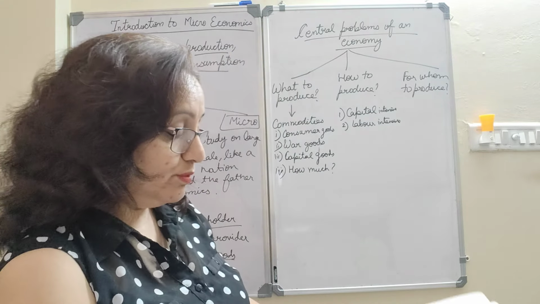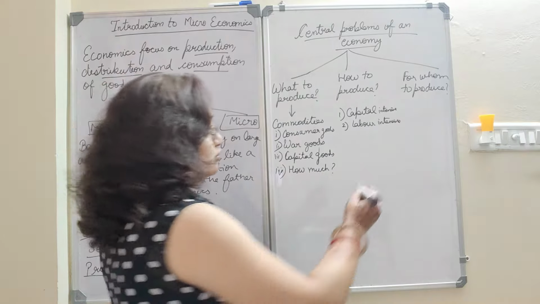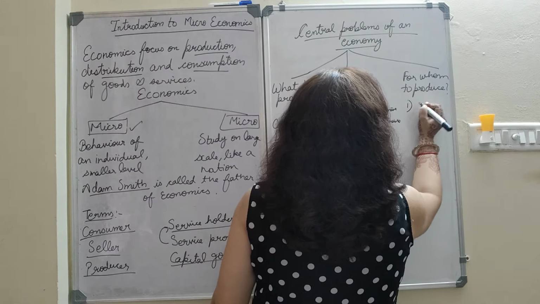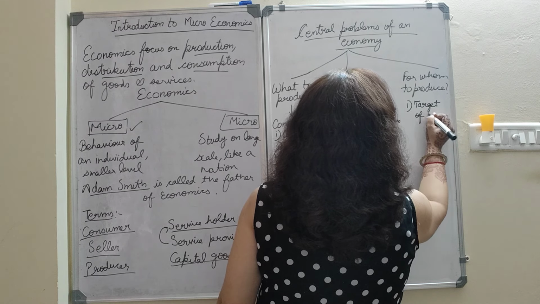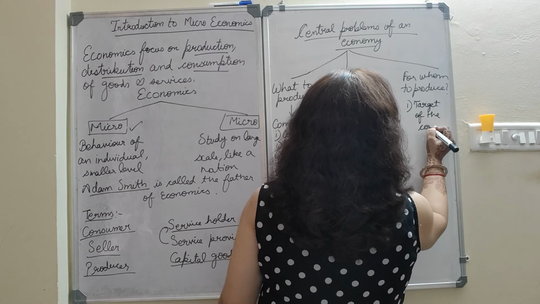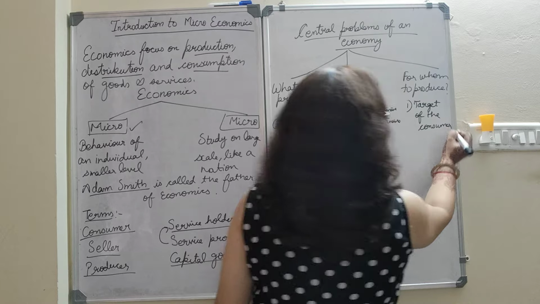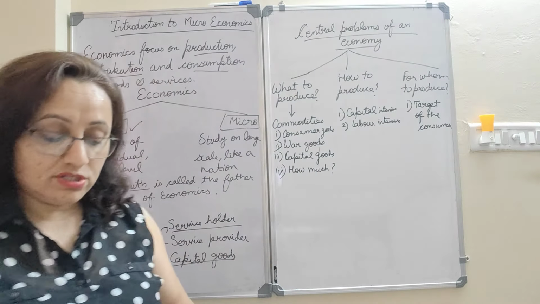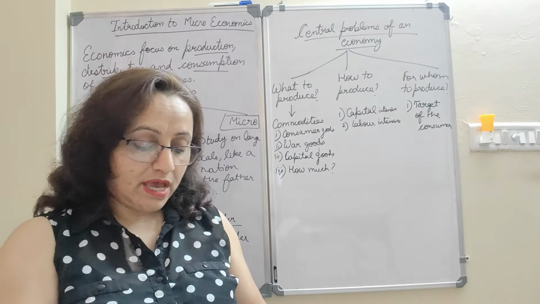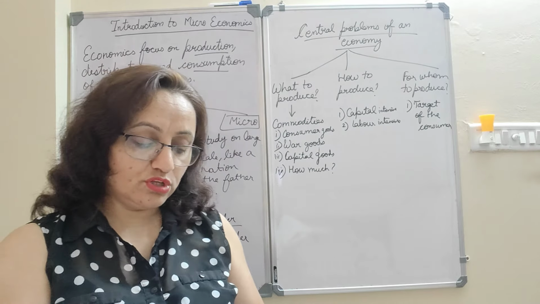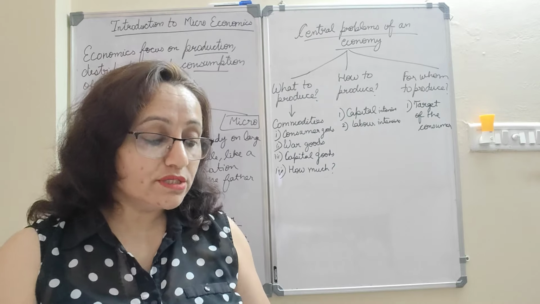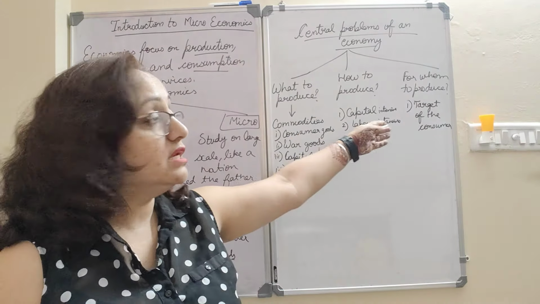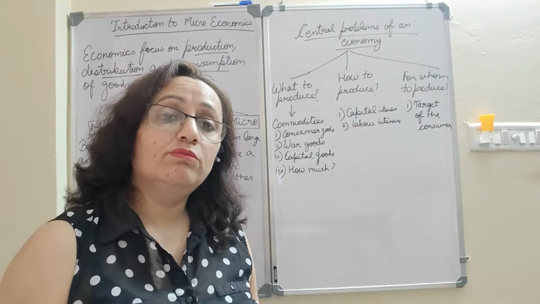Now, for whom to produce? Now what should be the target of the consumer? Means I have to think about which kind of consumer I should target. What is the age group of people? As the economy has limited resources, the economy produces for those people who can pay for them. I have to see whether they will be able to purchase my product or not.